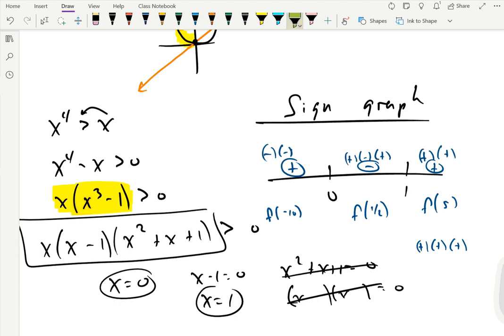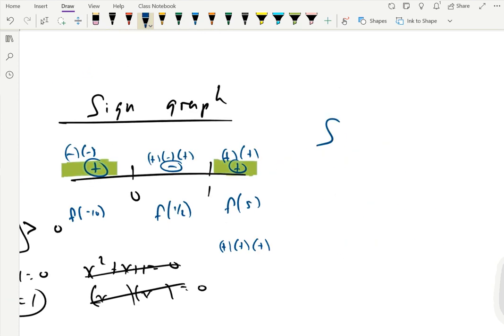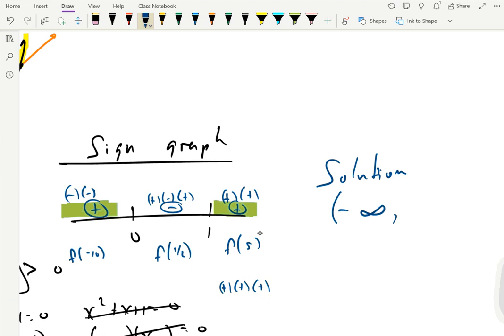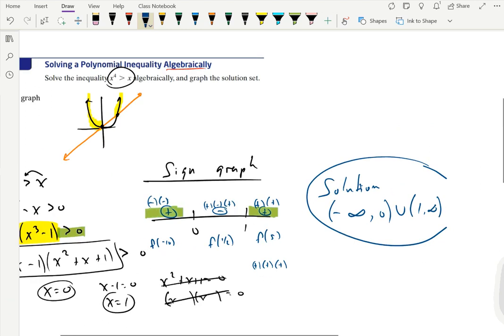What we were interested in was when was this bigger than 0? So it's bigger than 0 when we're positive, so it's in these two regions. Notice it's strictly greater than, so I don't include 0. So my solution set here is from negative infinity, it's a lousy infinity sign. Let's clean this up. There we go. Negative infinity up to 0, combined with 1 out to infinity. Okay. So algebraically, that's what we do as far as our sign graph.